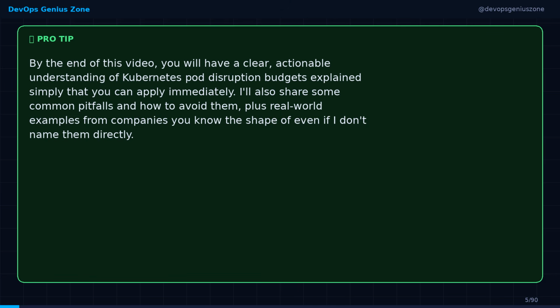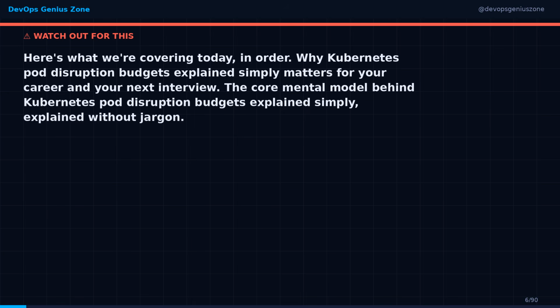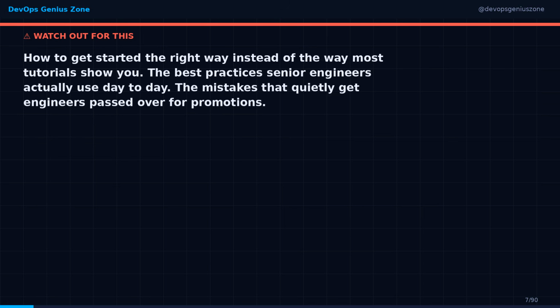Here's what we're covering today, in order. Why Kubernetes Pod Disruption Budgets explained simply matters for your career and your next interview. The core mental model behind Kubernetes Pod Disruption Budgets explained simply, explained without jargon. How to get started the right way instead of the way most tutorials show you. The best practices senior engineers actually use day to day. The mistakes that quietly get engineers passed over for promotions. A real-world example with numbers attached.